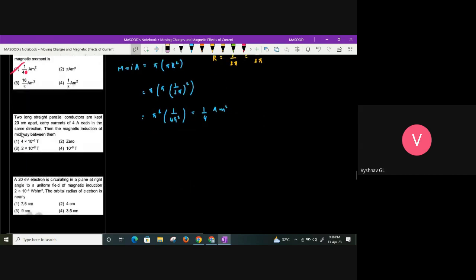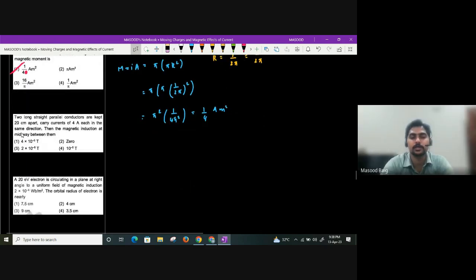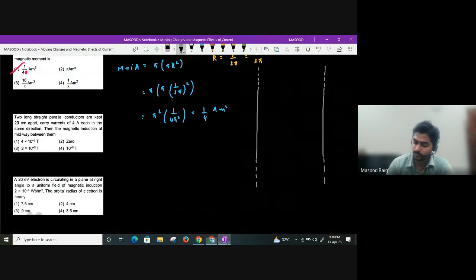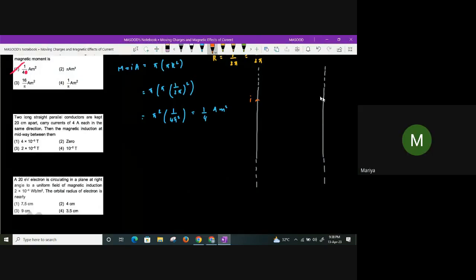Two long straight parallel conductors are kept 20 centimeters apart, carrying currents of 4 ampere each in the same direction. So whenever two parallel current carrying wires are carrying current in the same direction, which type of force will be developed between them? Attractive force will be developed. If they are carrying current in opposite direction, repulsive.